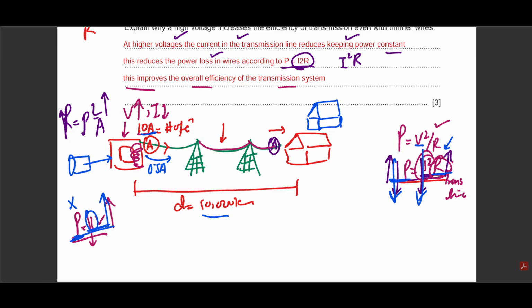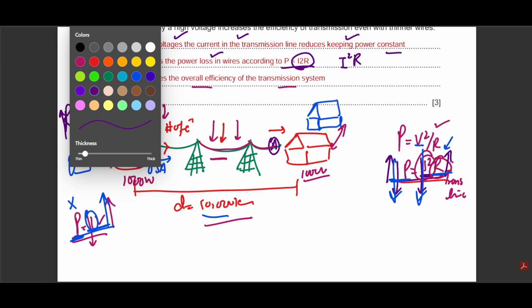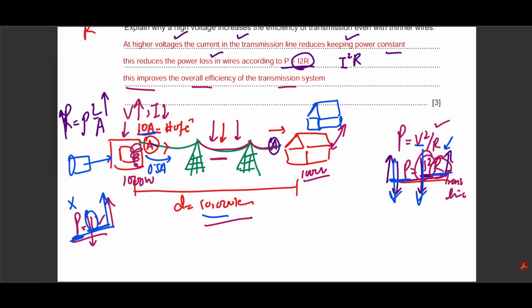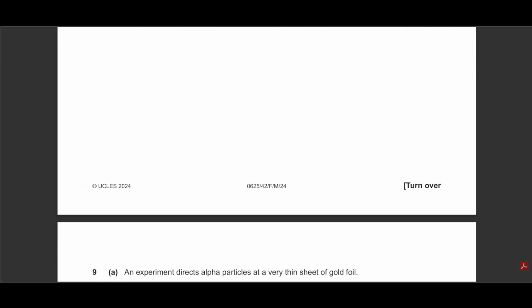Definitely, if you're losing no power in the transmission lines, if you send 1000 watts of power from the transformer, houses will be getting 1000 watts, but definitely over a very large distance, that's not possible. If you're losing most of the power in the transmission line, your houses, which do need power, will get less, because most of the power is being lost in the transmission line as heat to the surroundings. It's not good for efficiency.